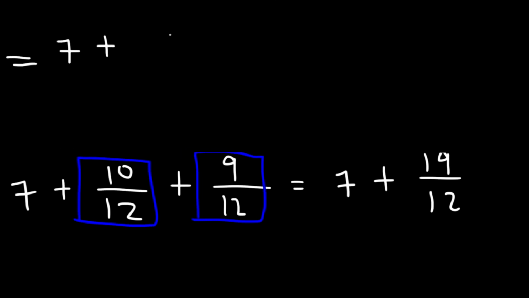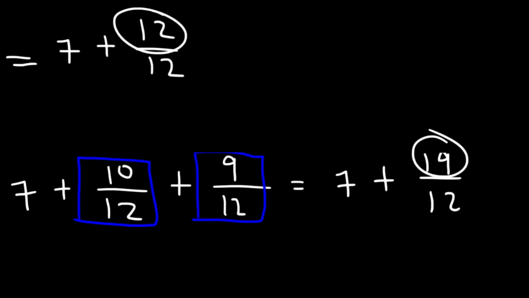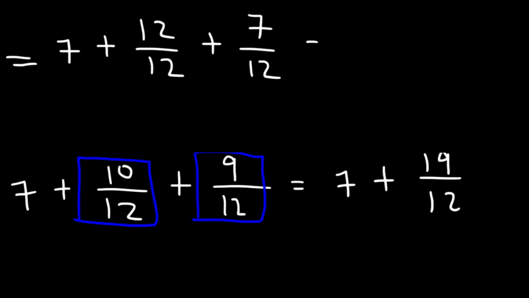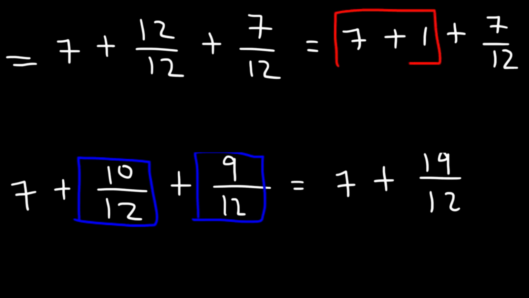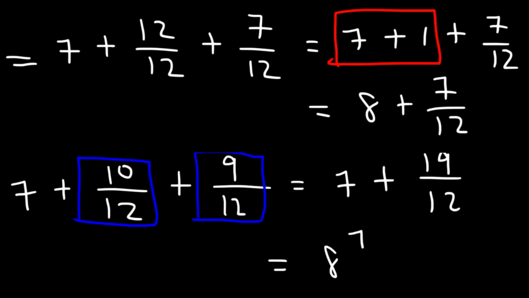19 over 12, I'm going to write that as 12 over 12 plus a missing fraction. And 19 minus 12 is 7. So the missing fraction will be 7 over 12. 12 divided by 12 is 1. So I'm going to have 7 plus 1 plus 7 over 12. And now we can add 7 and 1 together. So 7 plus 1 is 8. So this is 8 plus 7 over 12, which gives me the final answer of 8 and 7/12.